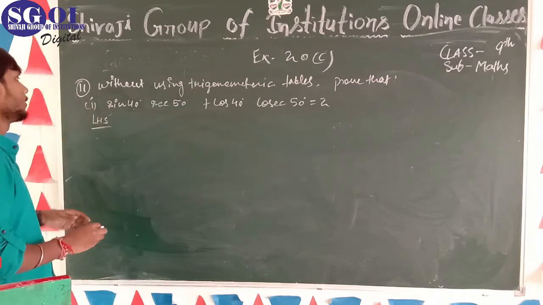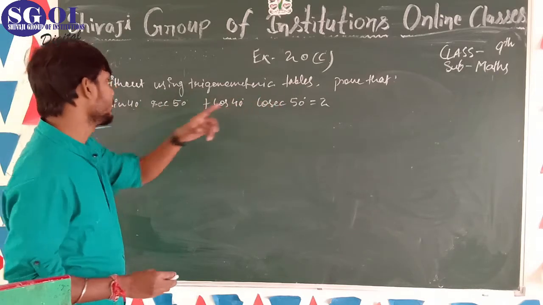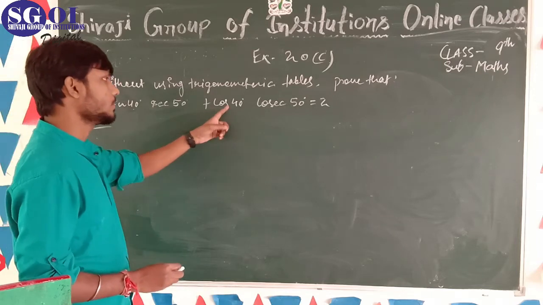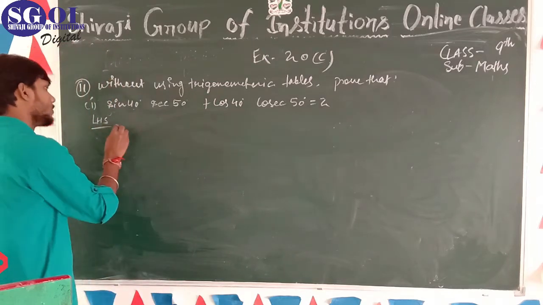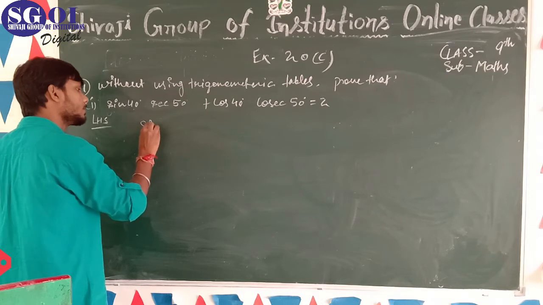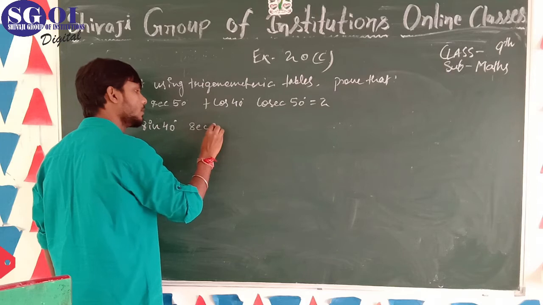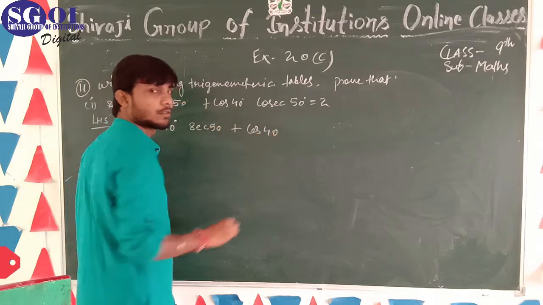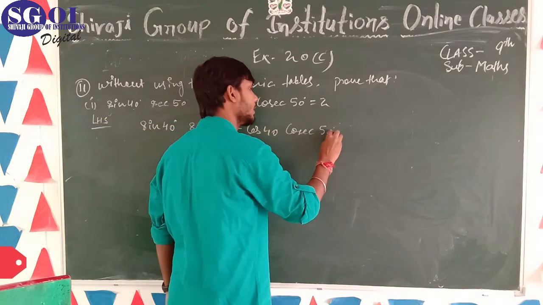Question 11, second part. Without using trigonometrical tables, we have to prove that sin 40 degree into sec 50 degree plus cos 40 degree into cosec 50 degree is equal to 2. So, students, we take LHS: sin 40 degree sec 50 degree plus cos 40 degree cosec 50 degree.